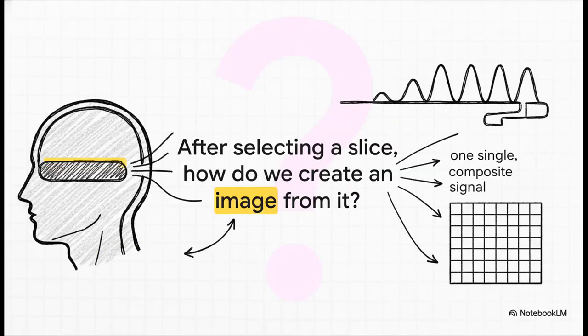So this is the big question, right? We've zapped the protons in our slice with some radio waves, and now they're all sending a signal back to our machine. The problem is, it's just one single jumbled up signal from the entire slice. How in the world do we turn that one stream of data into a detailed picture?